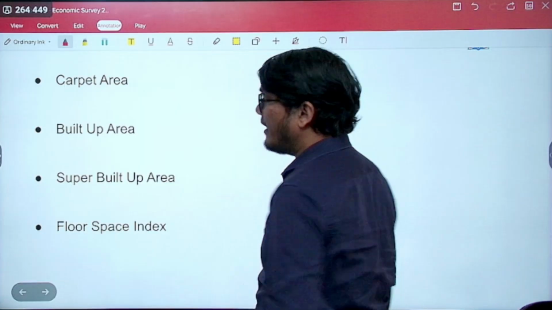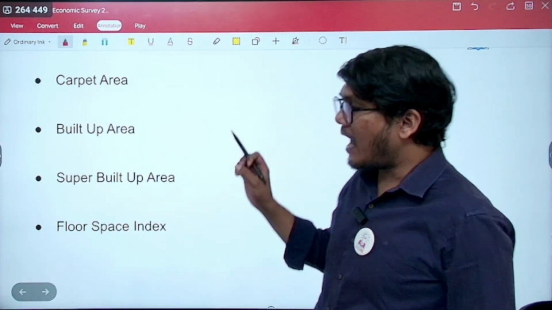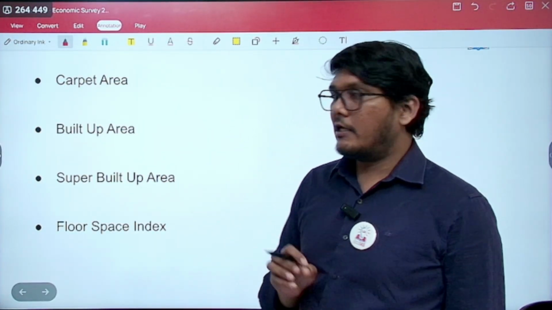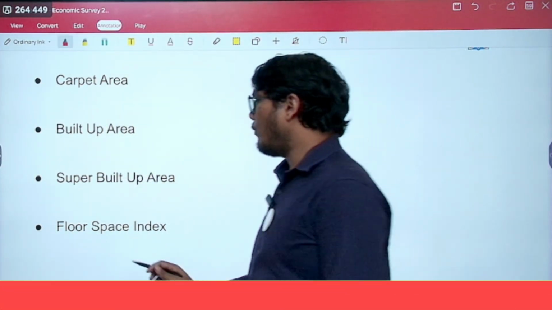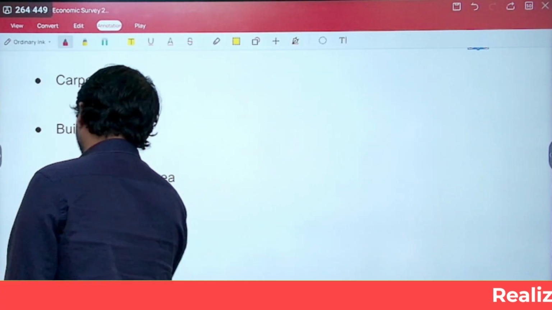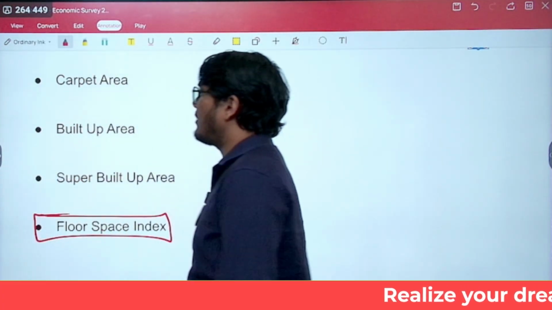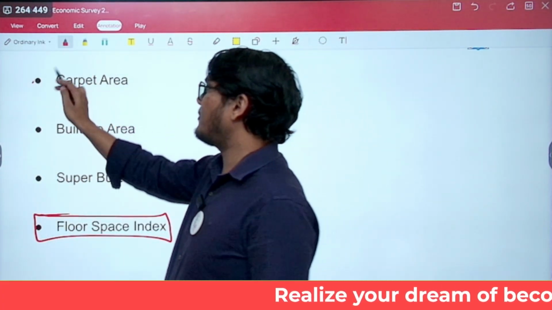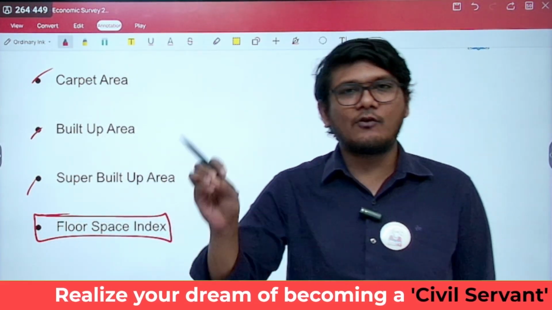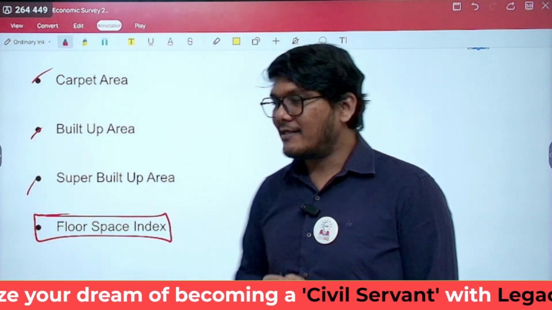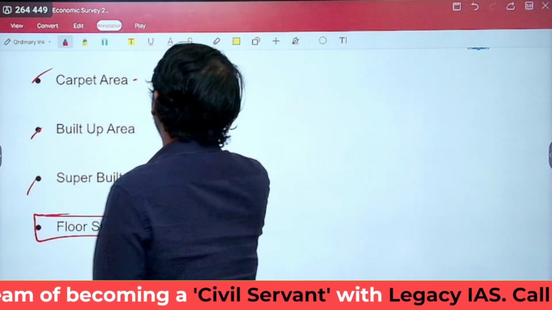Now, in this chapter, there are certain words. In fact, I have added a couple from my end as well. So, for example, the floor space index is mentioned in the Economic Survey, but the related concept is the carpet area, built up area, super built up area, which has been added over here. So let us first look at what is the carpet area.